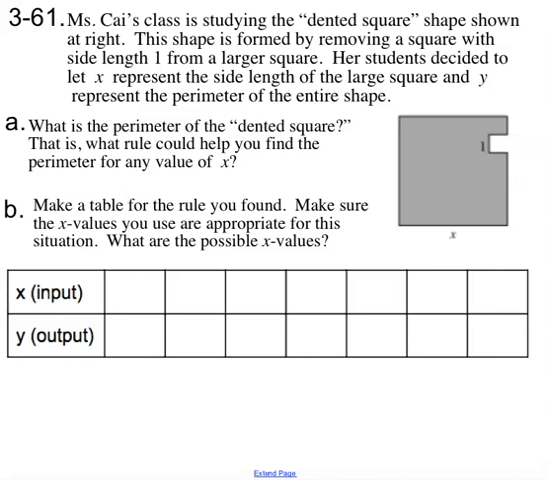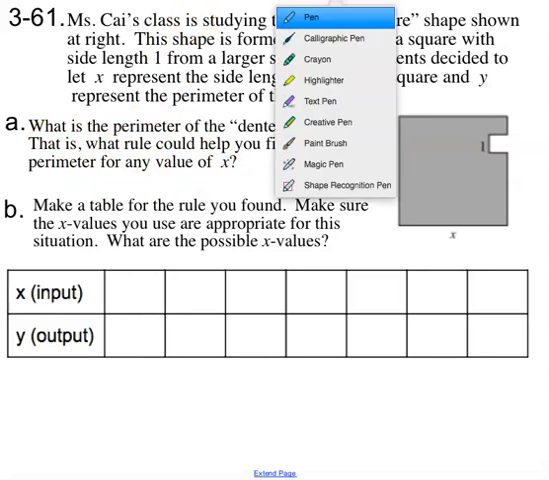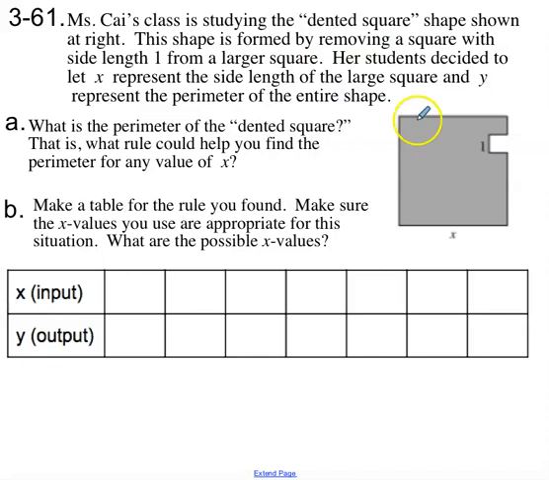So what is the rule? That is, what rule could help you find a perimeter for any value of x? Now notice first it says find a perimeter. So if I take a pen, let's go with red for a color. We know that because this is a square. How do we know it's a square? Because it says it's a square right here. So we know that this side is going to be x because that side's x. We know that this side is going to be x.